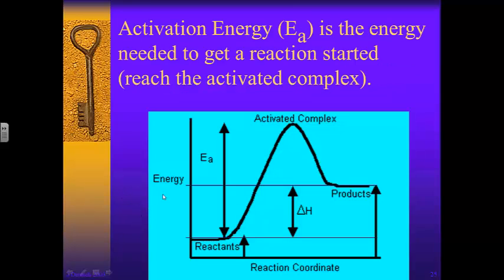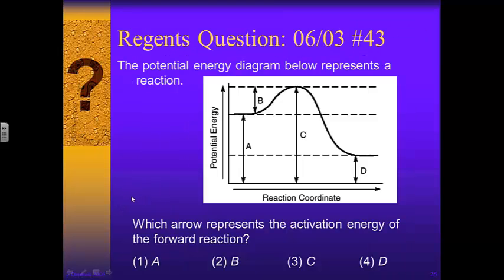Activation energy is the energy needed to get a reaction started, to reach the activated complex. The potential energy diagram below represents a reaction. Which arrow represents the activation energy of the forward reaction? Hopefully you chose choice B.